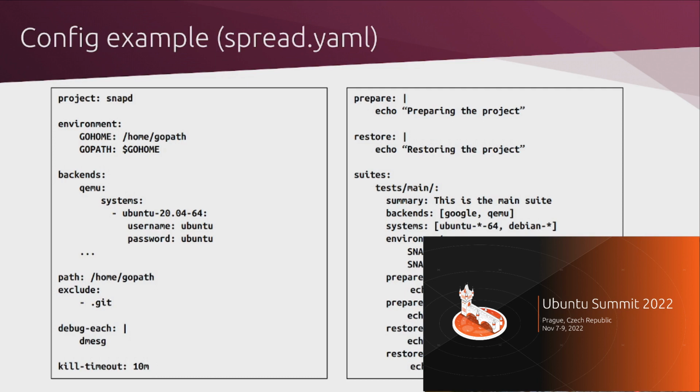So if you want to test a snap, for example, when we prepare the project, you just install Snapcraft, you build the snap, and then you test it in all the suites you want to have. And then you have configuration per test suite. You can also define environment variables for the test suite. You could define which system should run that test suite, which backends, everything.